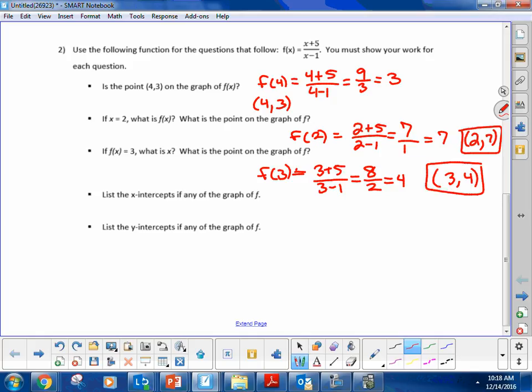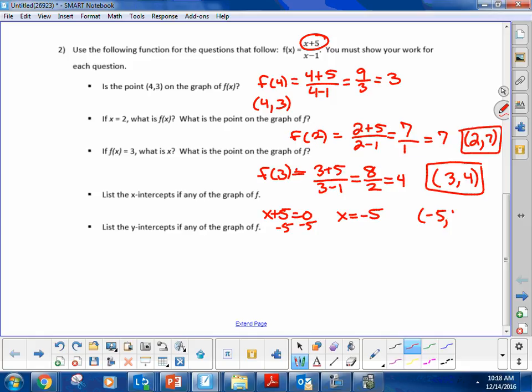Now they want you to list x-intercepts, if any, on the graph, and list any y-intercepts. Now, if you're going to do this by hand, the way you discover x-intercepts, they're actually discovered from the numerator, this portion here. And what you do is you make it equal to 0, because we want to discover when that equals 0. When you subtract 5 from both sides, you're guaranteed an x-intercept at negative 5.